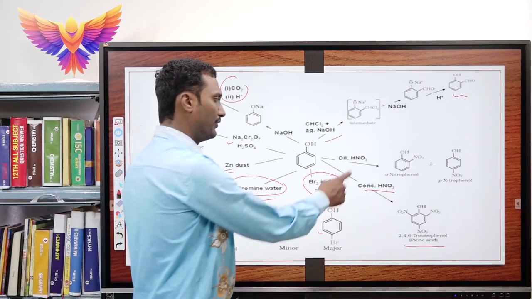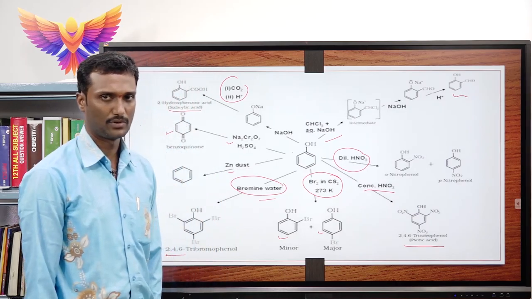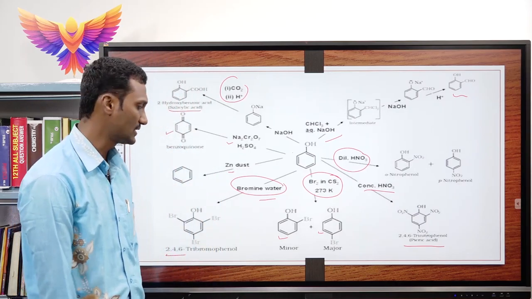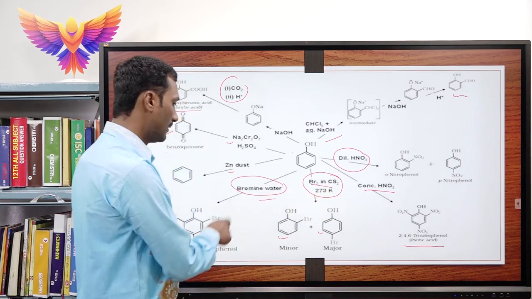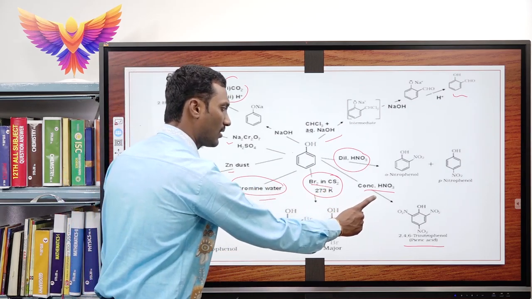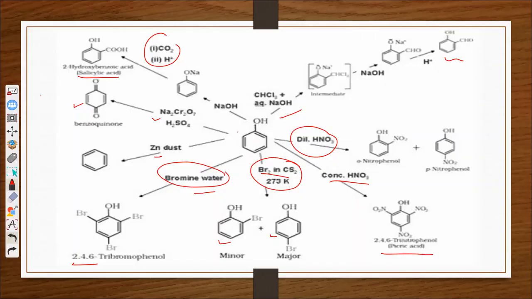If you use dilute nitric acid, we get different products like the ortho and para derivatives. So here you can observe bromine in carbon disulfide, bromine water, and again concentrated and dilute HNO3. This is just one mind map of how different products are obtained when you take different conditions with phenols.